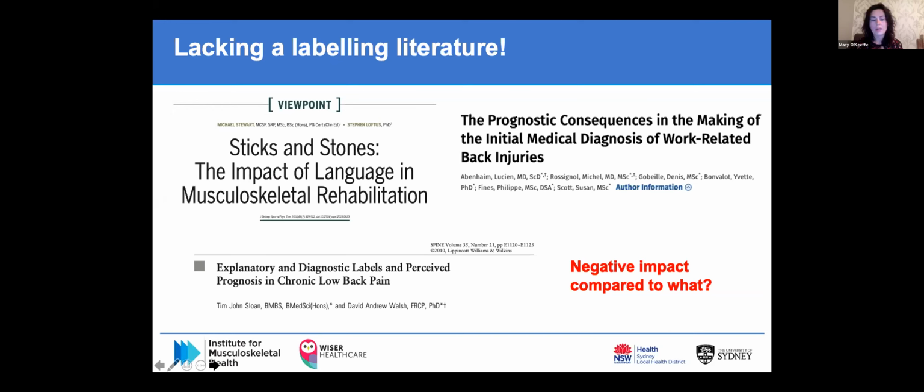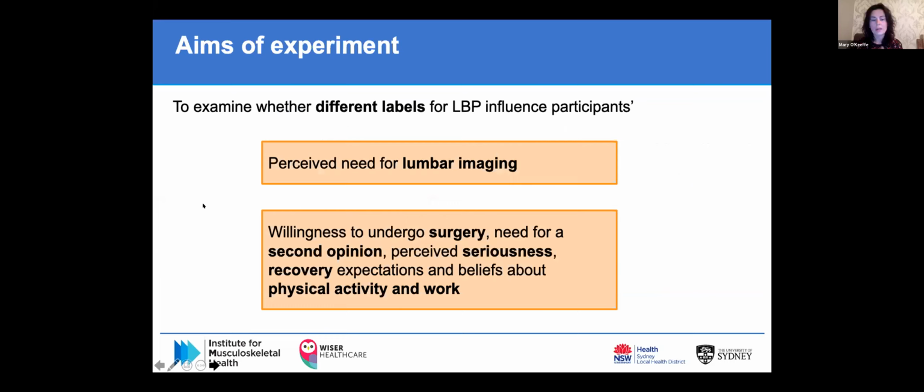I conducted a large online randomized trial where people with back pain and members of the public were randomized to receive different labels for back pain. And I wanted to see, if you give people different labels, does it have a different effect on their need to go for imaging? Do they want to go for surgery, or more willing to go for surgery, depending on what label or word you use for their back pain? Need for a second opinion, how serious they think their condition is, do they think they'll recover, and are they willing to engage with work and physical activity? So as a massage therapist or a physiotherapist, all these questions are very important. How a person's thinking, if what we're saying is influencing that, we need to know about it.